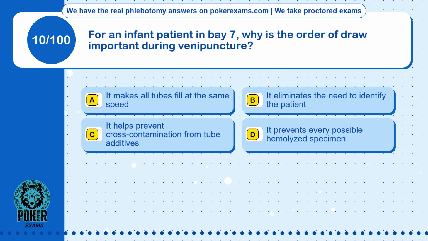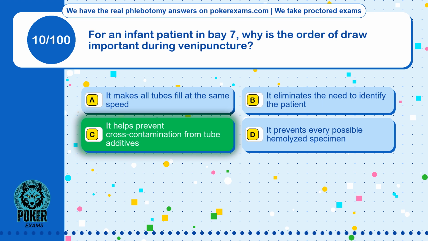Question 10. For an infant patient in Bay 7, why is the order of draw important during venipuncture? Option A. It makes all tubes fill at the same speed. Option B. It eliminates the need to identify the patient. Option C. It helps prevent cross-contamination from tube additives. Option D. It prevents every possible hemolyzed specimen.